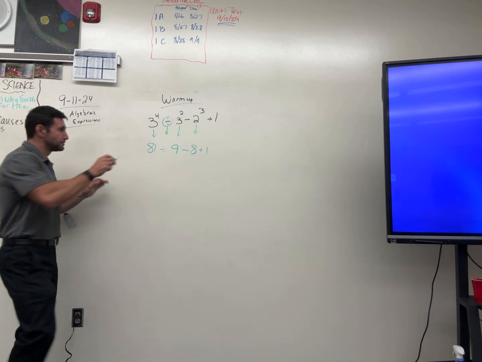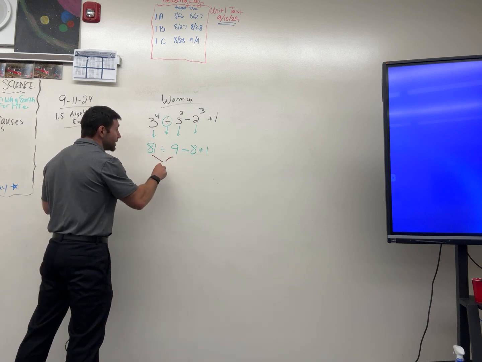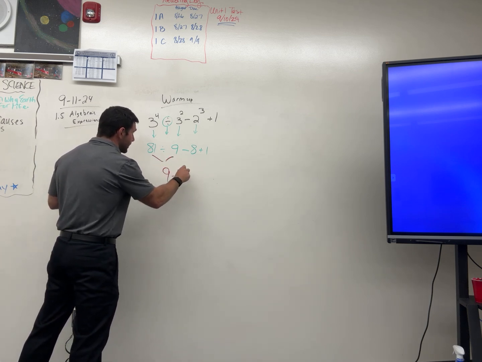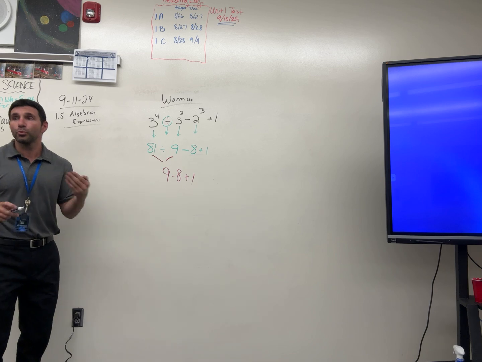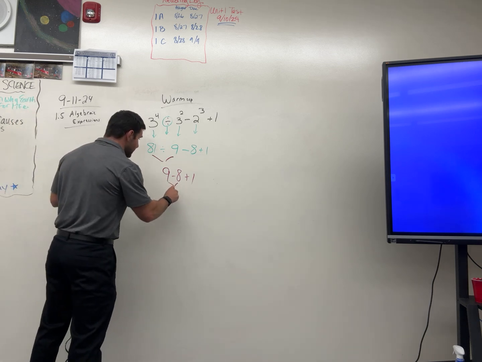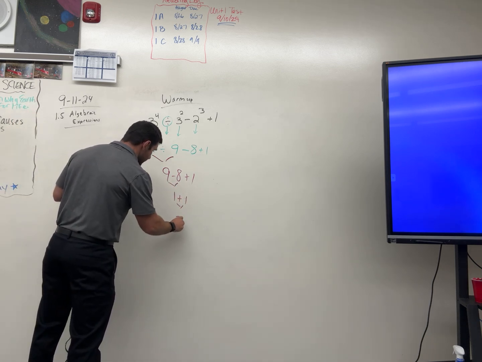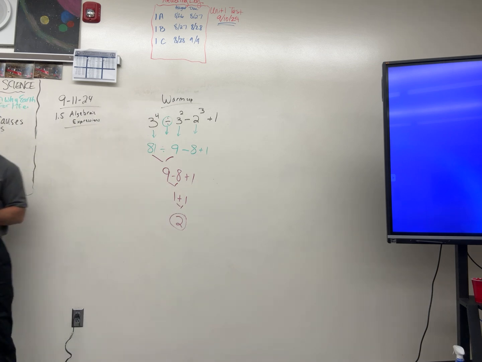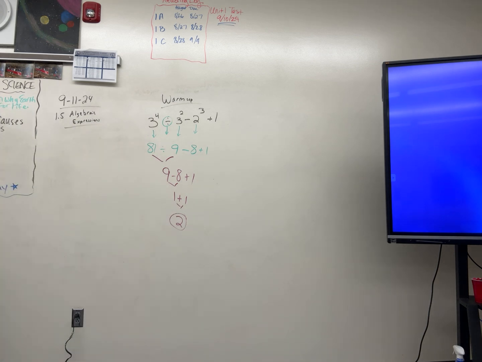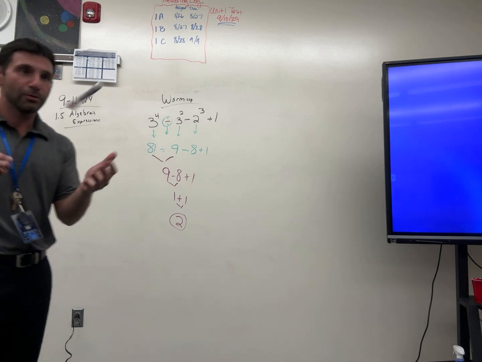81 divided by 9 is going to give me 9. 9 minus 8 plus 1. I want you to keep reading it to yourself. 9 minus 8 is 1. 1 plus 1 is then 2. Questions on this? Again, are there any questions on how to do things in your calculator? If you do not have a calculator, you are going to need one.